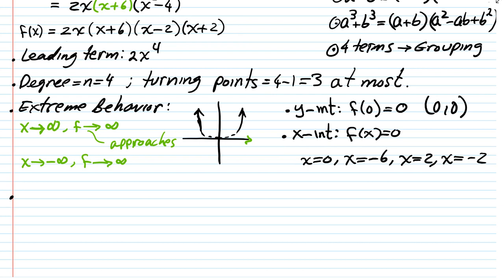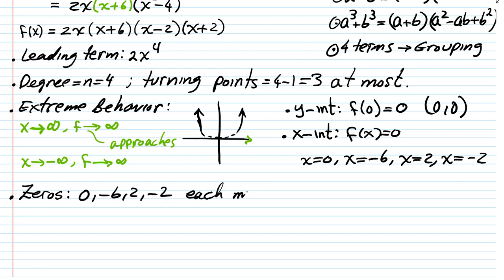Now, every one of these zeros, by the way, has multiplicity of 1. So that means the graph of the function is going to run through each of these. Okay, let me just, for completeness, put the zeros. The zeros are 0, negative 6, 2, negative 2.